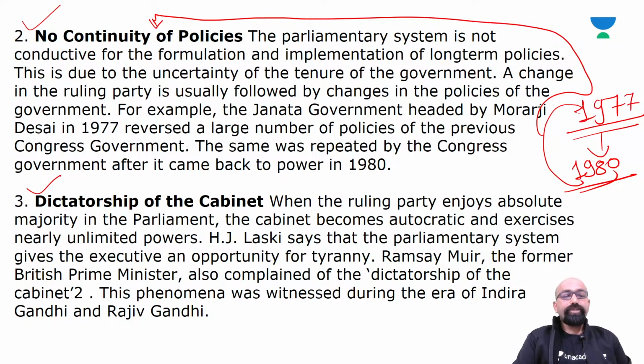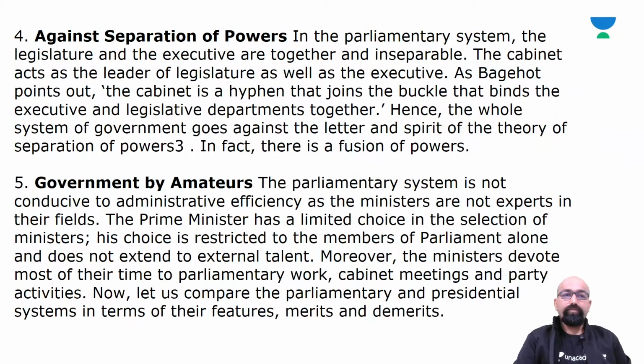Yes, so dictatorship of the cabinet is the demerit of parliamentary system government. Next demerit is against separation of powers. So in the parliamentary system, the legislature and the executive are together and inseparable. So the cabinet acts as the leader of legislature as well as the executive.